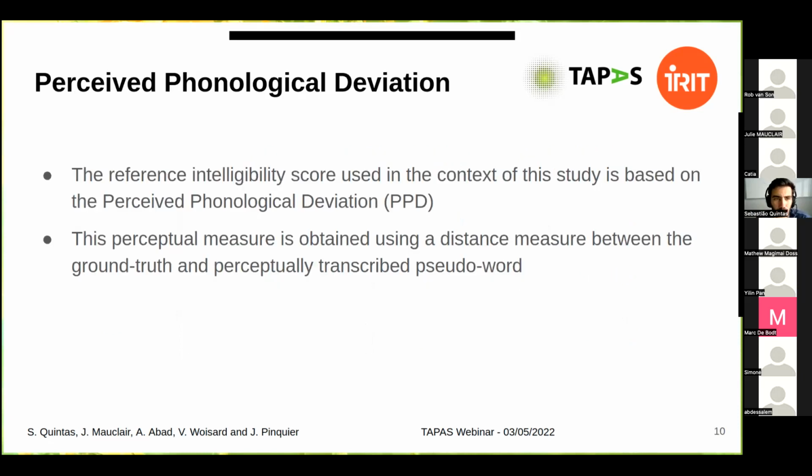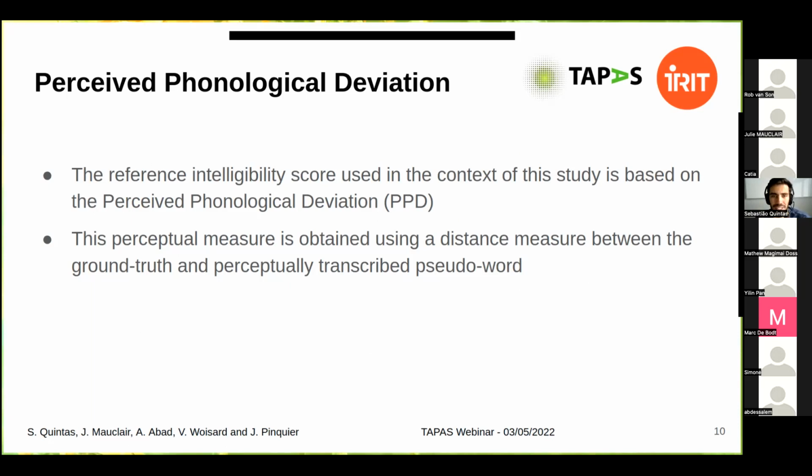Now I'll introduce a bit the reference intelligibility measure that we used, because we need a reference intelligibility measure to train the system. In the context of this study, this measure is based on the perceived phonological deviation, or PPD, for short. This perceptual measure is obtained using a distance measure between the ground truth and the perceptually transcribed pseudo-word.